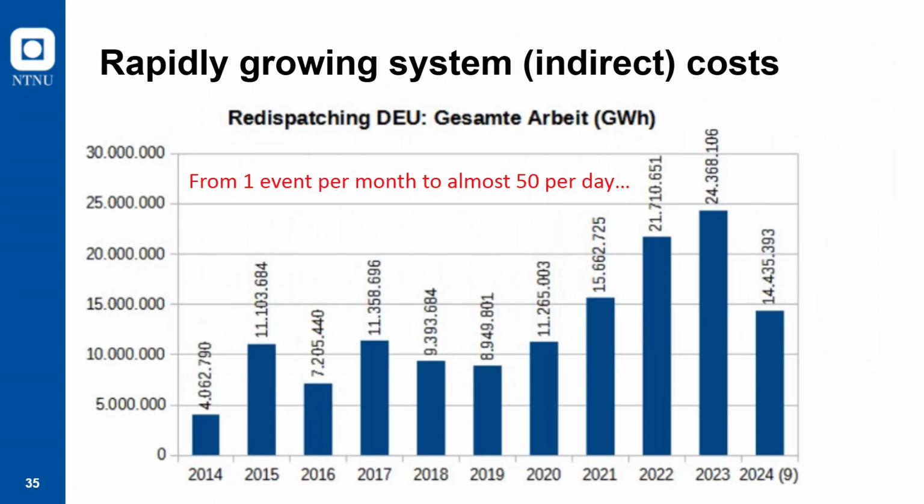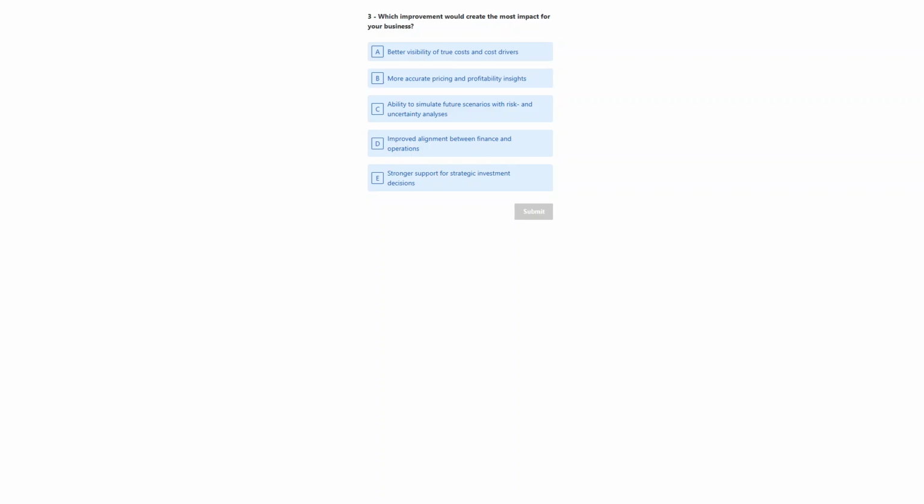What we've seen in Germany, for example, is how this has led to a rapid growth of system cost in the grid. And this system cost is essentially an indirect cost for the grid. 20 years ago, one of the key people in Europe on grid reliability, Herbert Saurug, told me that they had one event per month. In 2023, they had 50 per day. This, of course, makes the whole planning, the whole costing, everything much, much more complex.